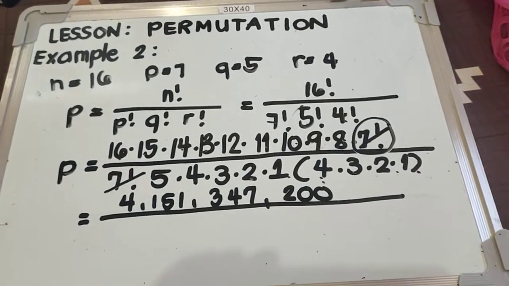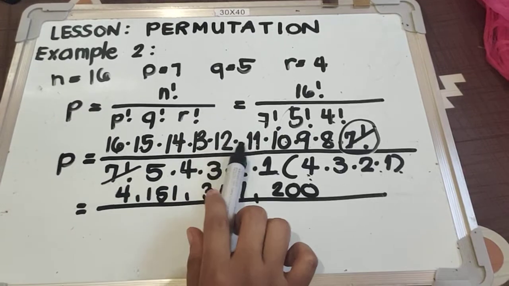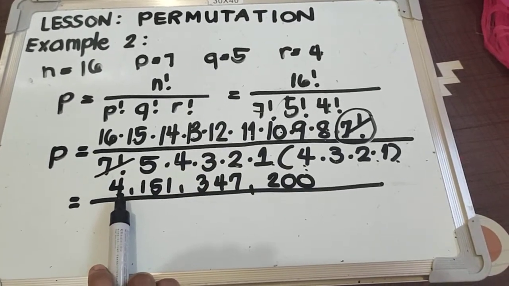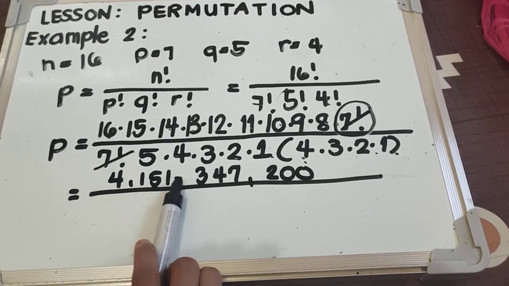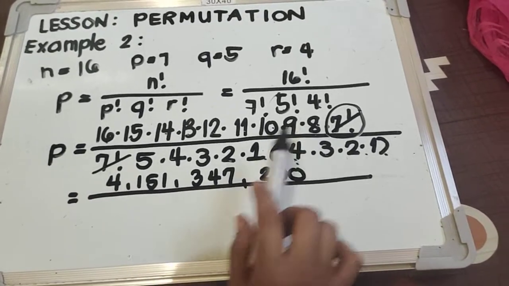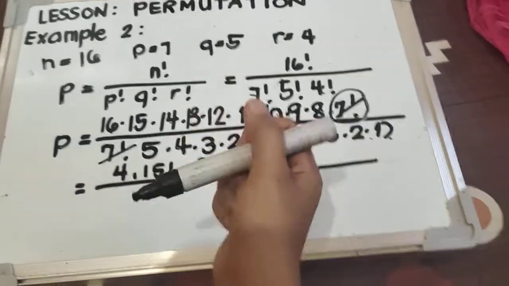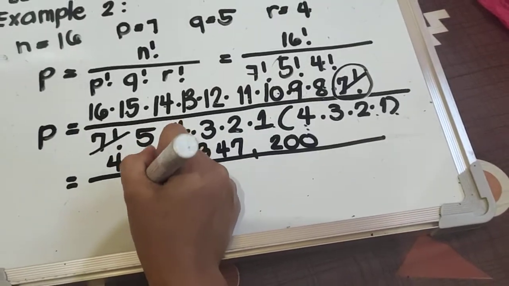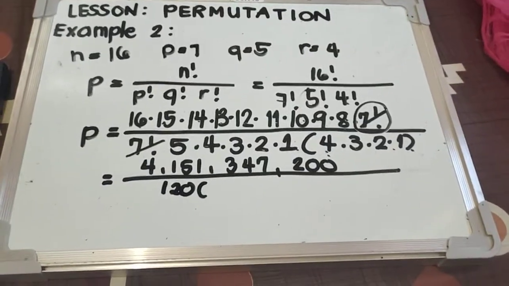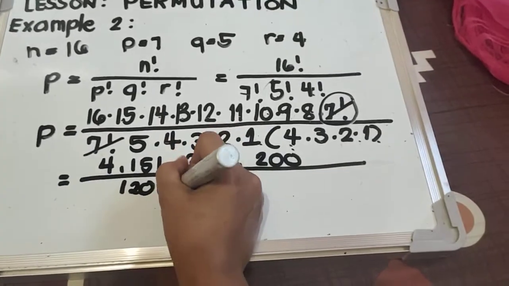So solving 16 times 15 times 14 times 13 times 12 times 11 times 10 times 9 times 8 is equal to 4,151,347,200. That is for your numerator. Now for your denominator, 5 times 4 times 3 times 2 times 1 is equal to 120 times 4 factorial, or 4 times 3 times 2 times 1, is equal to 24.